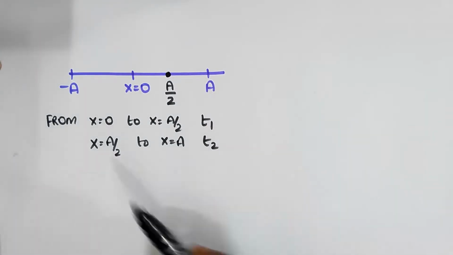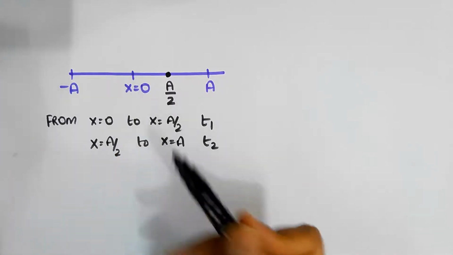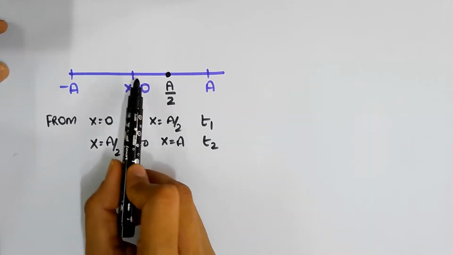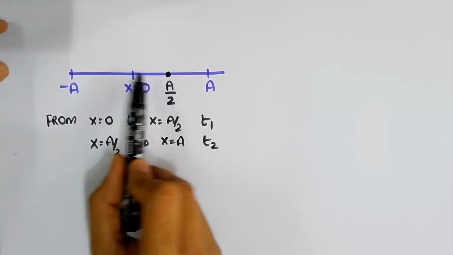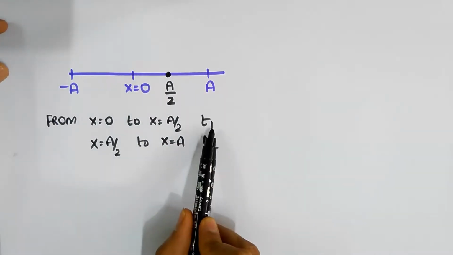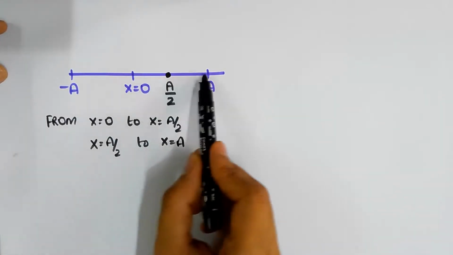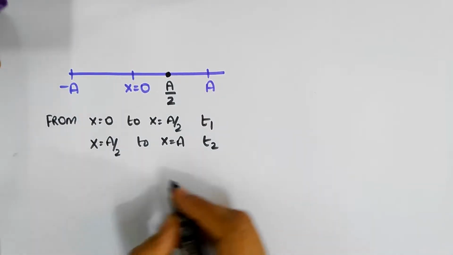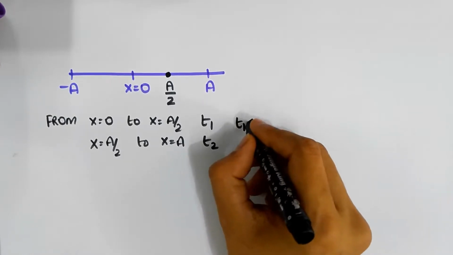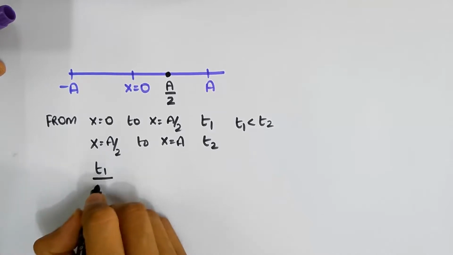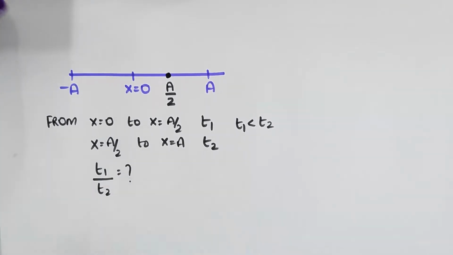So using that intuition, we should be able to come up with a reasonable idea as to which one is higher. Since the particle is very fast over here, it should be able to finish this very quickly. So t1 must be small and the time taken from here to here must be larger because the particle is slower here. I hope that makes sense. And so we would predict that t1 should be smaller than t2. But we want to calculate what t1 by t2 is. That's what we need to figure out.